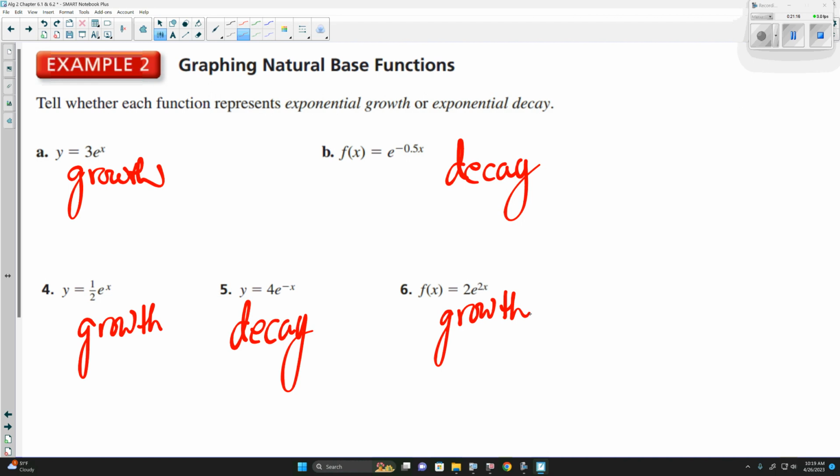It's just that the first one we talked about, if the base is greater than 1, it's growth. If the base is between 0 and 1, it is decay. And we're talking about a number itself. With e, if the exponent's positive, it's growth. If the exponent's negative, it is decay.